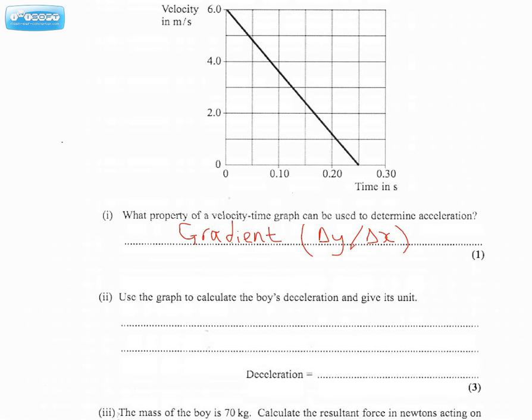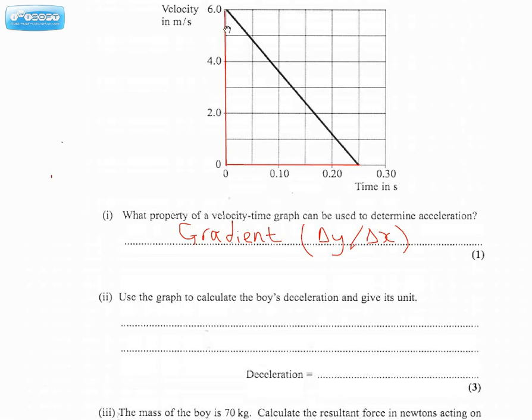So change in y divided by change in x, as I've written just here. Now the second part of the question asks us to use the graph to calculate the boy's deceleration and give its unit. So the first thing we need to do is determine the change in y and the change in x, and that can be done very simply by looking at the graph carefully. Now when I answer these questions, I like to use triangles, and I like to use as big a triangle as possible. So looking at this data on this graph, we can do the following.